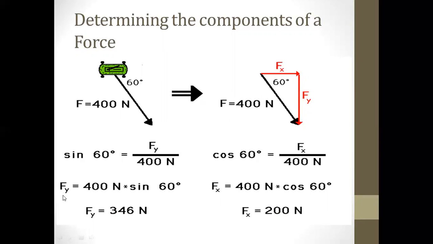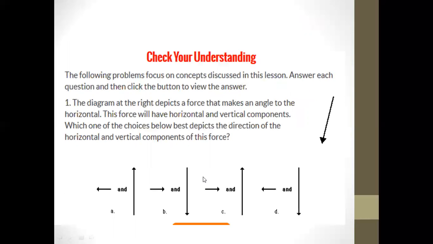Fy, or F vertical, equals the hypotenuse, 400, times sine theta, which equals 346. And F horizontal equals the hypotenuse times cosine 60, which equals 400 times cosine 60, equal to 200 Newton.